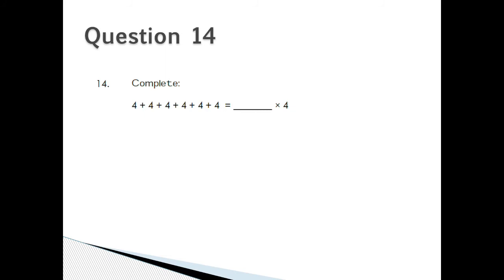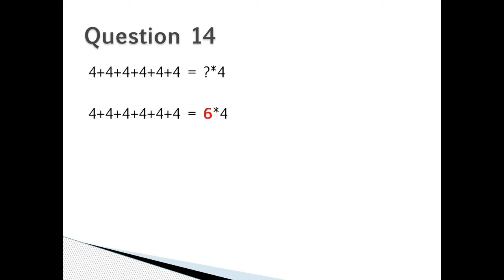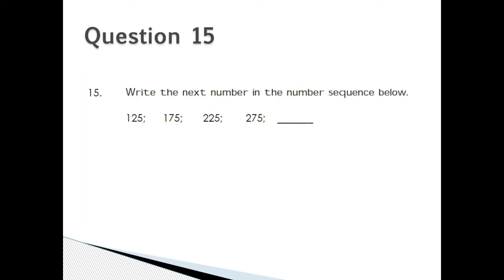Complete: 4 plus 4 plus 4 plus 4 plus 4 plus 4 is equal to what times 4? In order to get the equation correct, 4 plus 4 plus 4 plus 4 plus 4 plus 4 is equal to 6 times 4. Write the next number in the number sequence below: 125, 175, 225, 275.